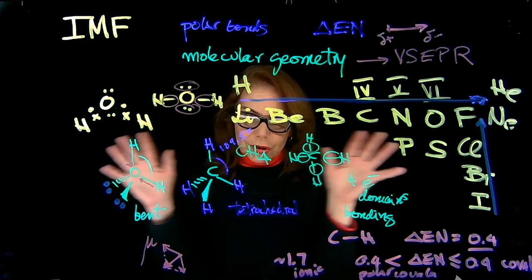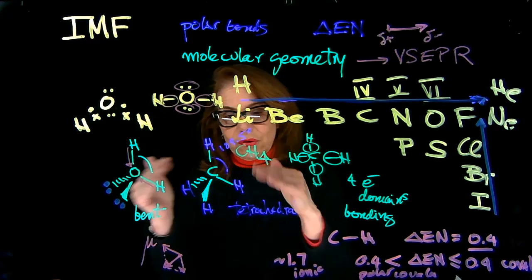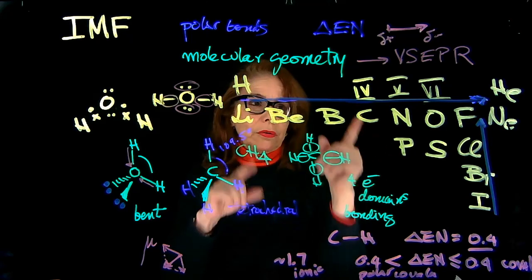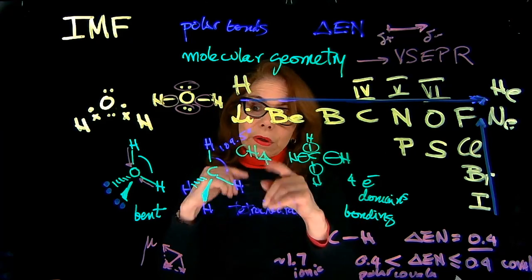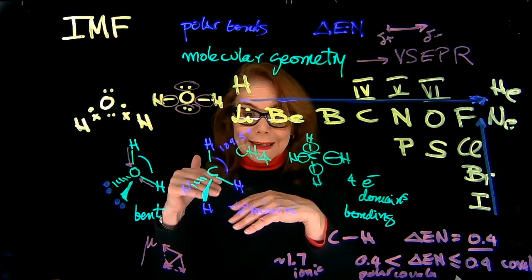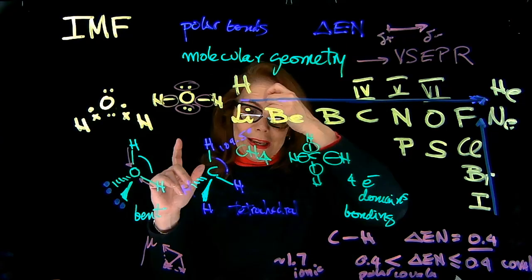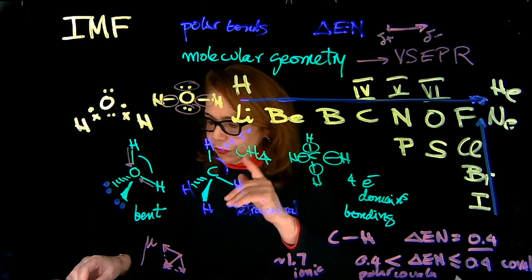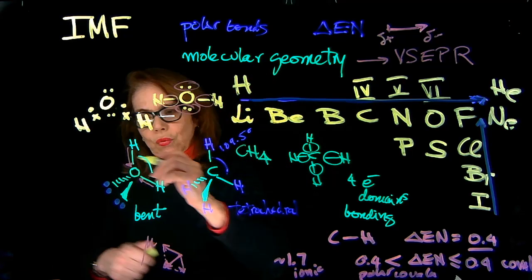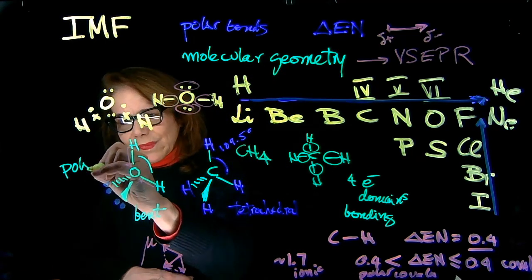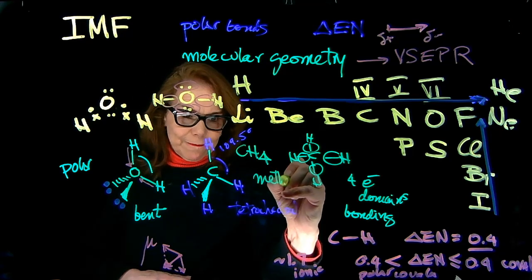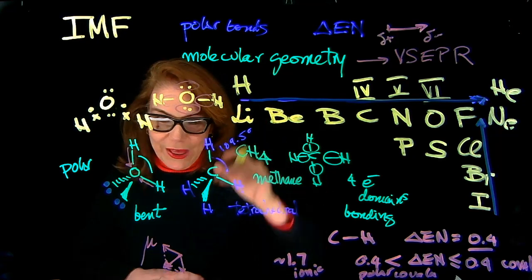So again, just reviewing: determine your Lewis structure, then determine the molecular geometry, determine whether you have polar bonds or not, and then depending on the geometry and the polar bonds, you will determine if the molecule is polar or not. So water is polar and methane is not. We're going to continue that in another video.